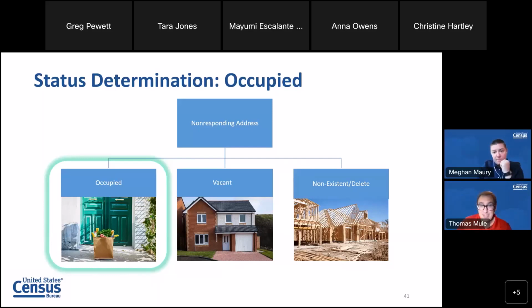So we might have an instance where a W-2 form might have the parents, and we're able to use this other information to link the children to those parents to make sure we're trying to achieve a complete household enumeration. We're able to look and see, do we have multiple sources that are indicating that the family lives at that address?